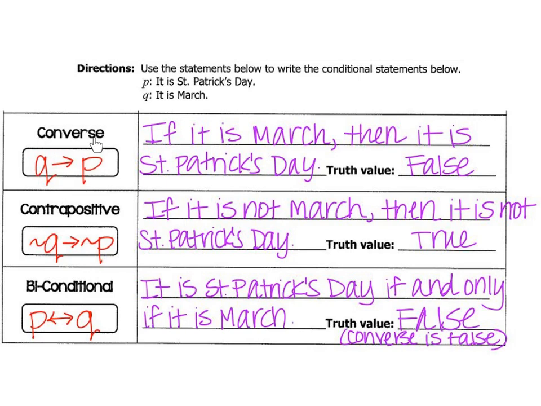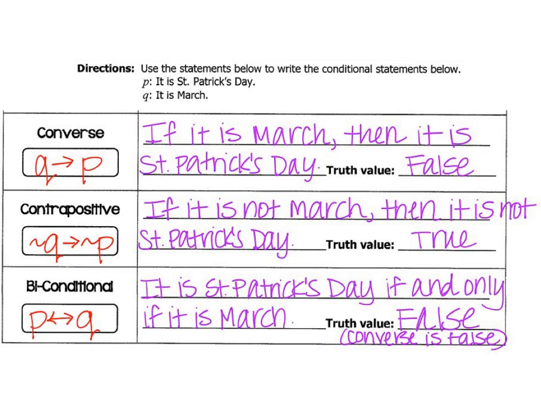Then we've got our converse. So converse, we switch P and Q. So if Q, then P. If it is March, then it is St. Patrick's Day. So if Q, then P. This is false because once again, it could be any other day in March besides St. Patrick's Day. Contrapositive. If not Q, then not P. So we switch them and negate them. If it is not March, so negating Q. If it is not March, then it is not St. Patrick's Day. All right, this is a true statement because St. Patrick's Day only falls in March. So if it's not March, it can't be St. Patrick's Day.